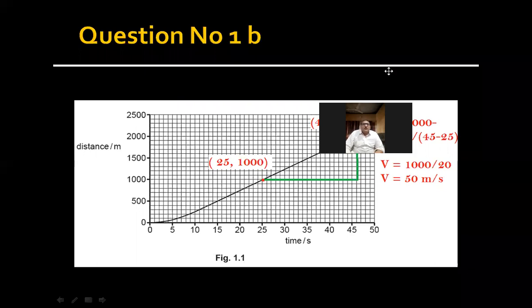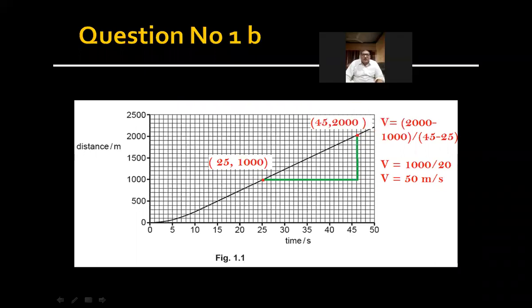Okay, so here I go. This is question number 1, B part. So this is the graph which was given to us, and on that graph, I have taken 2 points. For example, I have taken this point, and the coordinates of this point are 45, 2000. I have taken this point, and the coordinates of this point are 25, 1000.